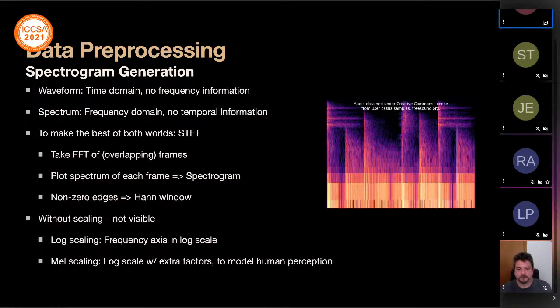Now, why spectrograms? One, obviously because you generate an image which you pass into a convolutional network. Second, if you have a raw waveform, you have no frequency information directly available. And suppose you take the Fourier transform of that audio signal, you lose all of the temporal information. So to make the best of both worlds, we use a technique called a short time Fourier transform, where you partition the audio signal into short chunks and take the Fourier transform of those chunks. Those chunks may overlap with each other. And you plot the spectrum for each of those chunks or each of those time units.